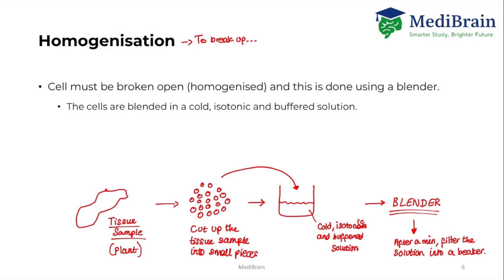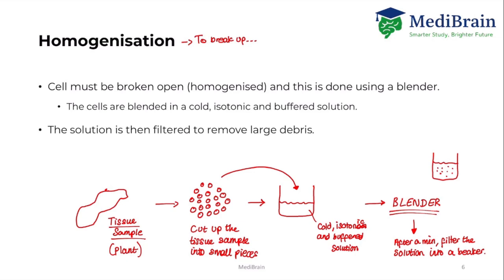So we had our tissue sample, we've cut it up into smaller pieces, we've put it into our cold isotonic and buffered solution, we've stirred it, and then we've put it in a blender for a minute, and then we've filtered the solution that comes out from the blender. Ultimately, what you will have by the end of this is a beaker that has your solution and any dissolved tissue that we originally had. You wouldn't be able to see it because we filtered it, but you will still have the dissolved pieces there. They're just too small to see.